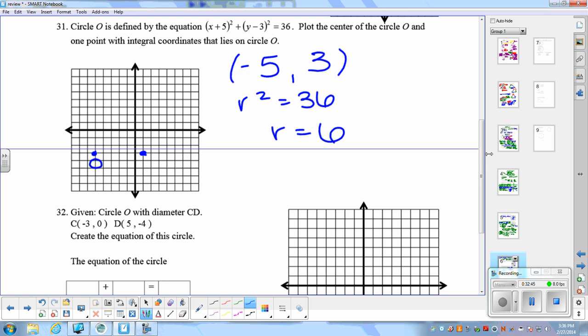If I go down 6, I'm off the graph. If I go the other way 6, I'm off the graph. I could go up 6. So either one of those points would work. You don't need both of them. You only need 1. Next one.